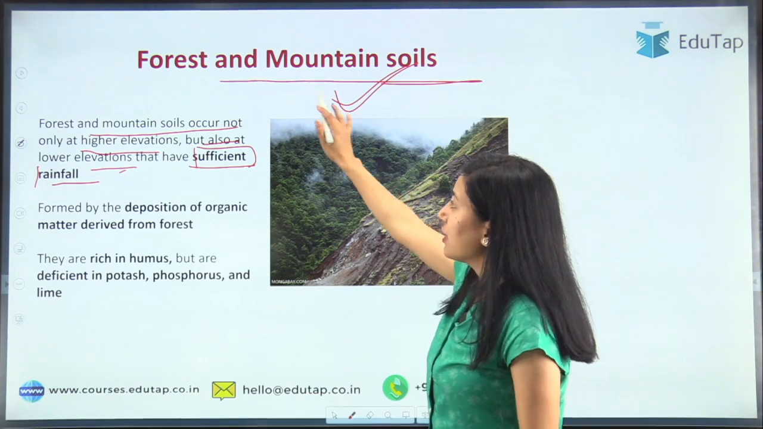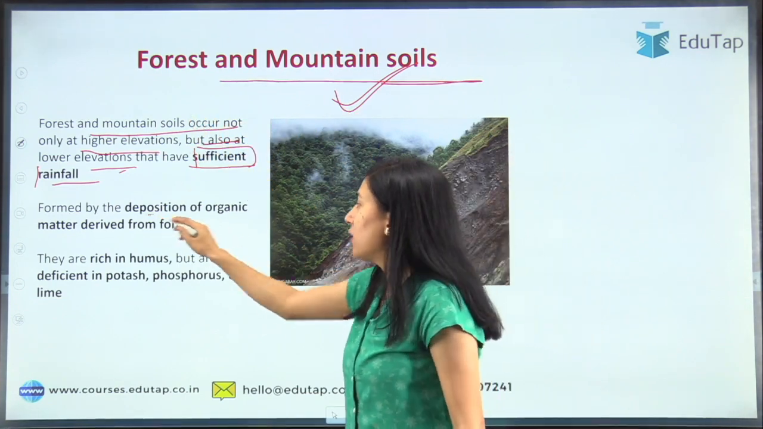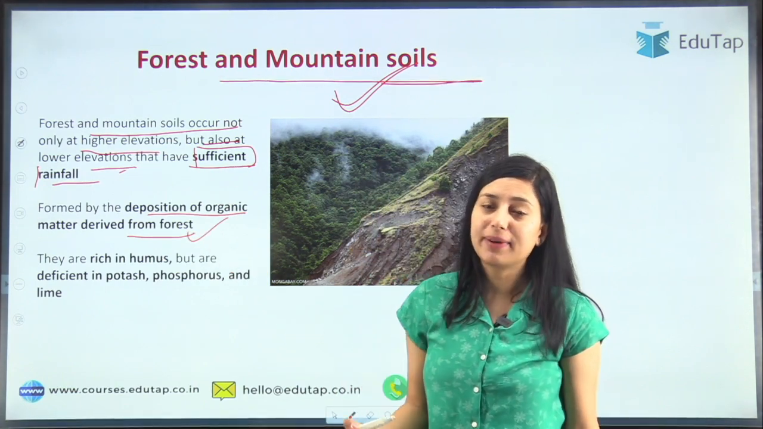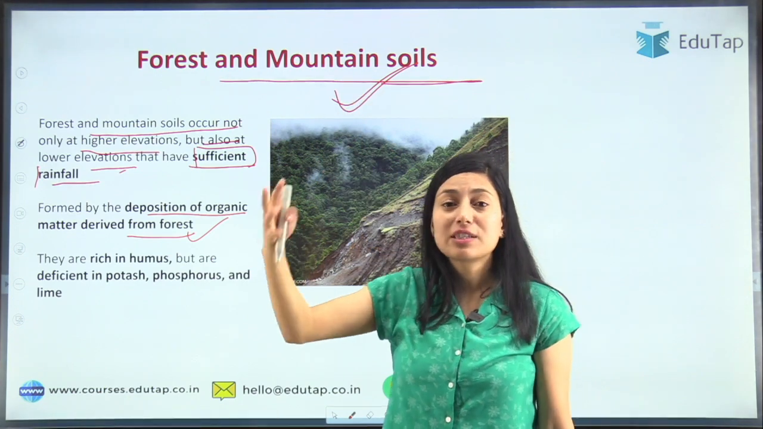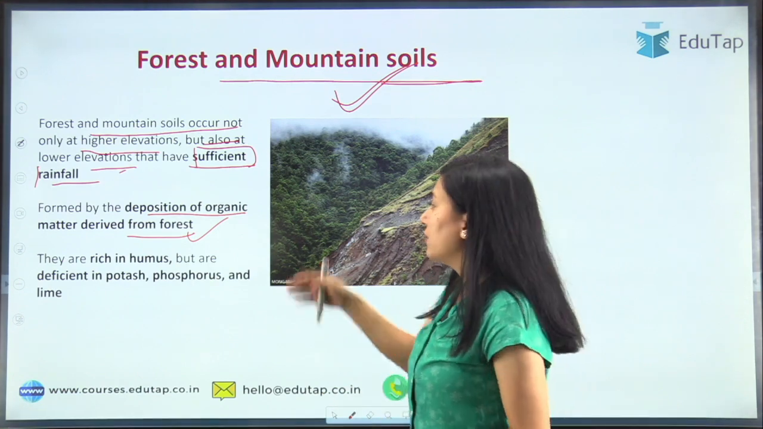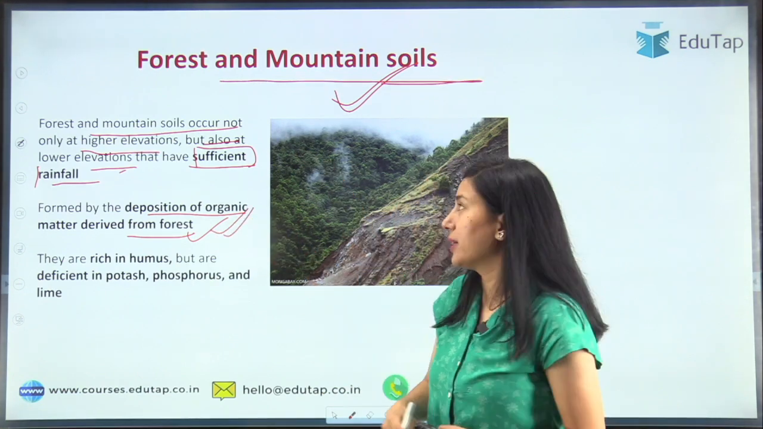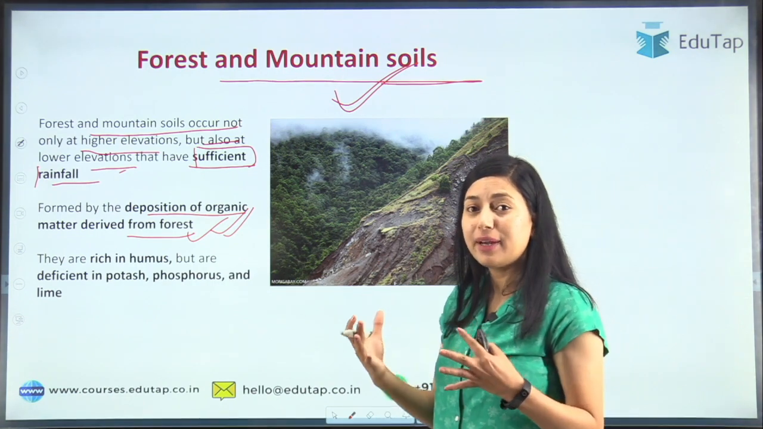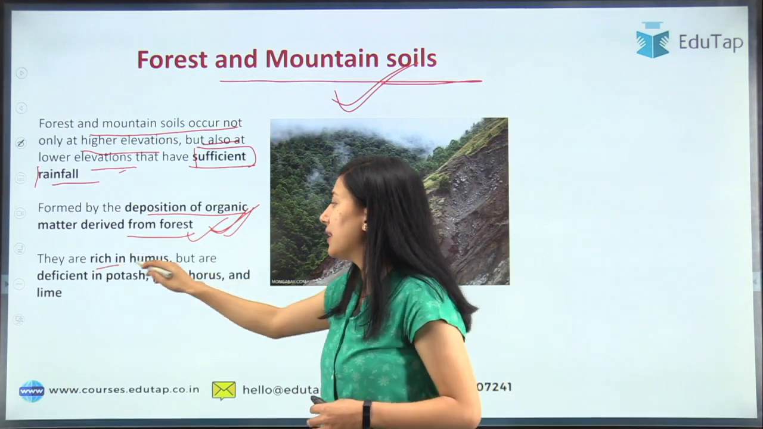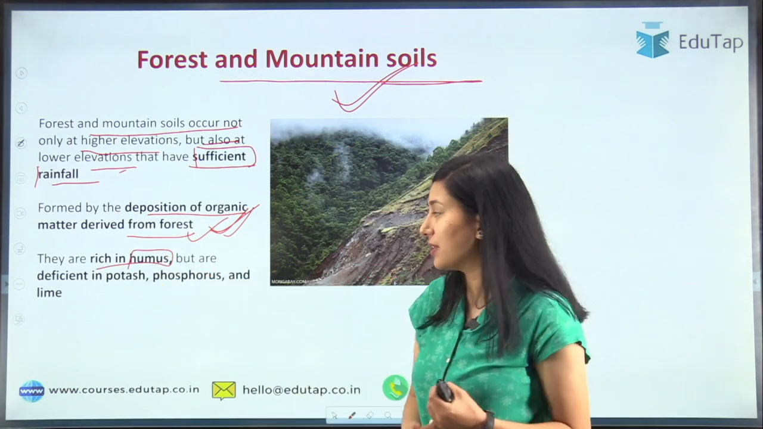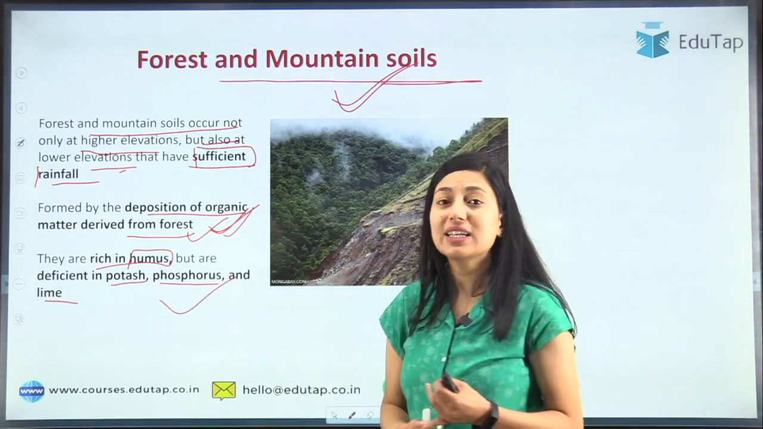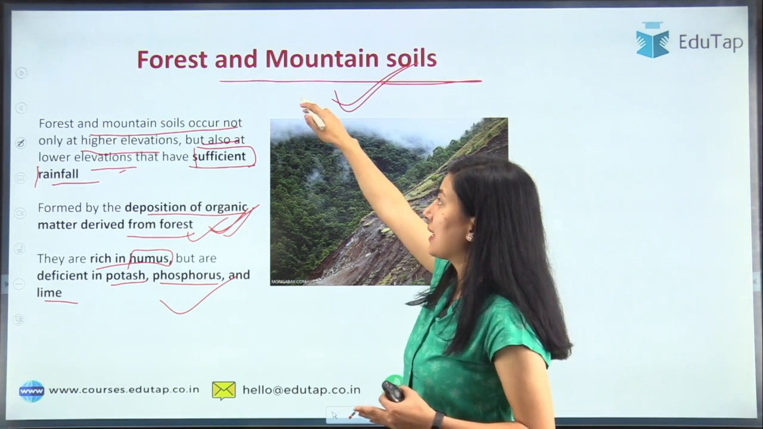Okay, and also this is a forest soil, so it is formed by the deposition of organic matter derived from the forest. Because this is a forest soil, the forest can have a lot of organic matter, a lot of forest litter, which can decompose, and so they are high in organic matter. Now see, this is a forest soil, so it will be rich in humus. Organic matter will obviously be more, but it is deficient in potassium, phosphorus and lime. So potash, phosphorus and lime are lacking in this type of soil.